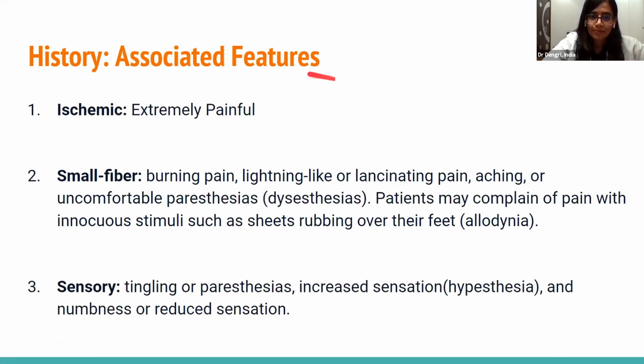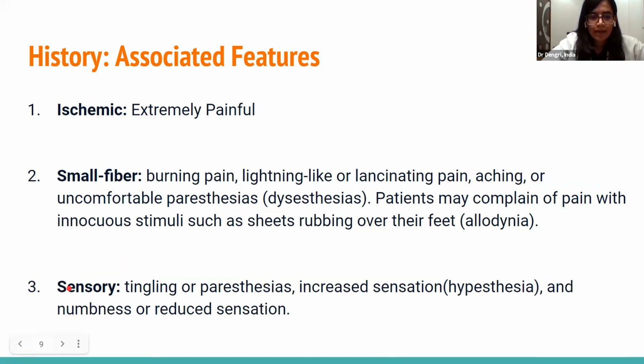Then you'll ask for some associated features. If it is painful, it points towards ischemic. So clinically, diabetic neuropathy is painful because diabetes causes the vessels, the blood supply to the nerves, to stop. So it can be painful. If it is small fiber, then it presents with burning pain, light-like sensation, lancinating pain. Then there is dysesthesia, which is uncomfortable paresthesia, and there is allodynia, where non-noxious stimuli are perceived as noxious by the patient.